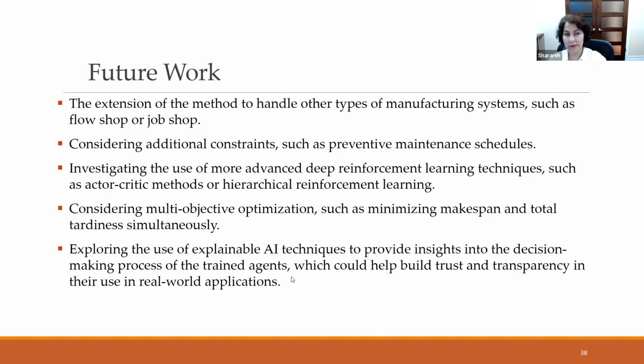Another interesting aspect for the extension of the work would be the use of explainable AI techniques, especially to see how industry would like to utilize and trust such a system in a real-world setting. Yeah, thank you very much.